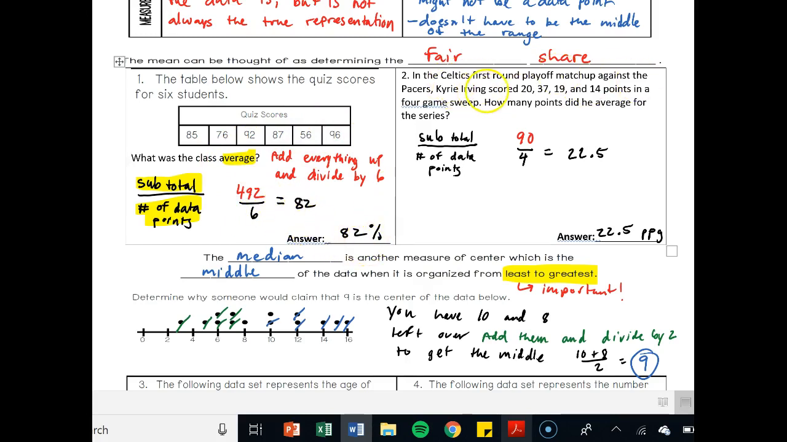Same thing with Kyrie Irving here, right? He's got 4 games that he played in. Those are his actual totals from this last series against the Pacers. So you add them up and you divide by how many data points. So 90, when you add those 4 up, divided by 4 gets you 22.5.